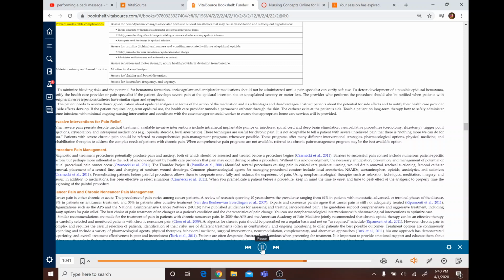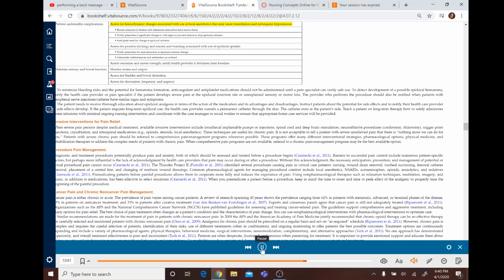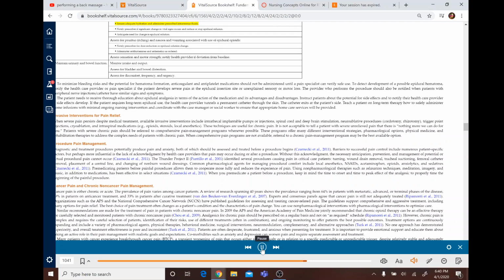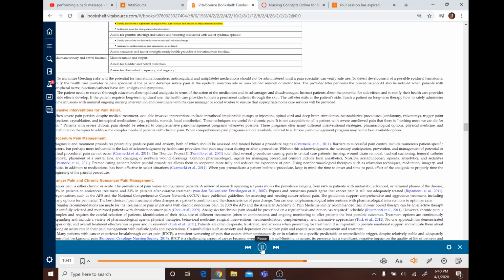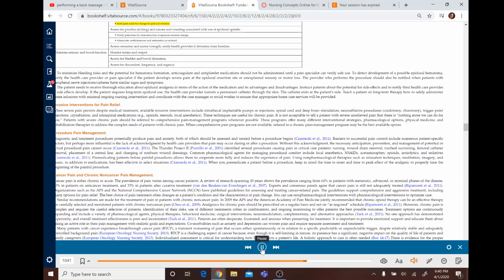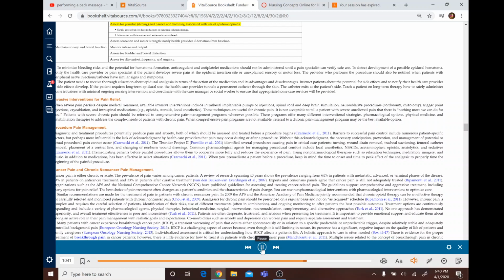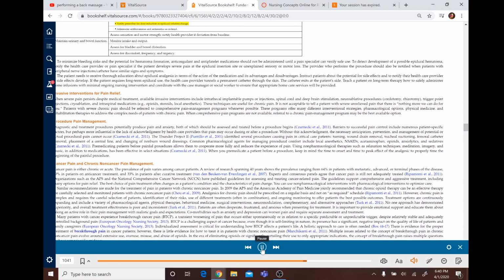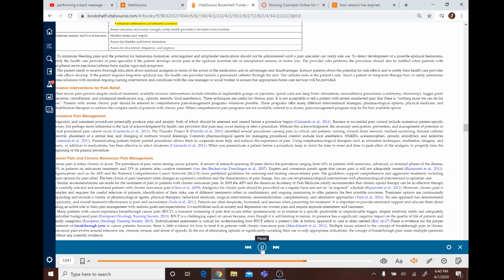Goal: prevent undesirable complications. Assess for hemodynamic changes associated with use of local anesthetics that may cause vasodilation and subsequent hypotension. Ensure adequate hydration and administer prescribed intravenous fluids. Notify the prescriber if a significant change in vital signs occurs and reduce or stop the epidural infusion. Anticipate the need for a change in epidural solution. Assess for pruritus, itching, and nausea and vomiting associated with use of epidural opioids. Notify the prescriber for dose reduction or epidural solution change. Administer antihistamines and antiemetics as ordered.